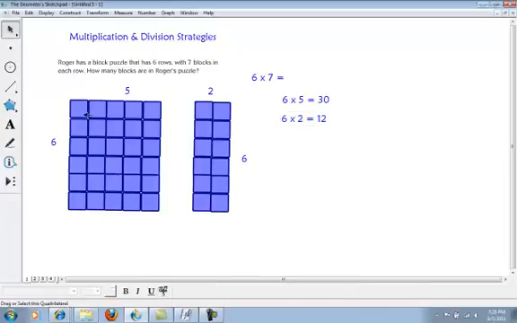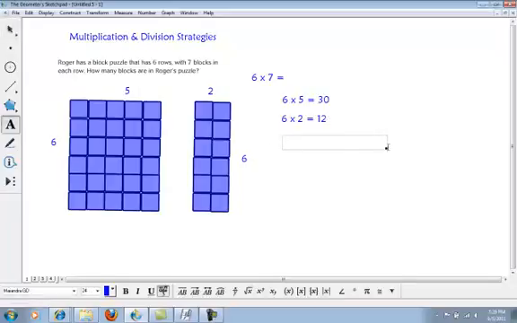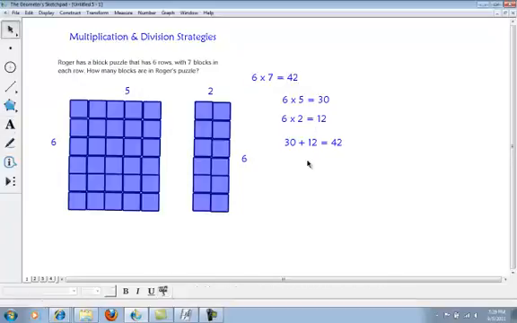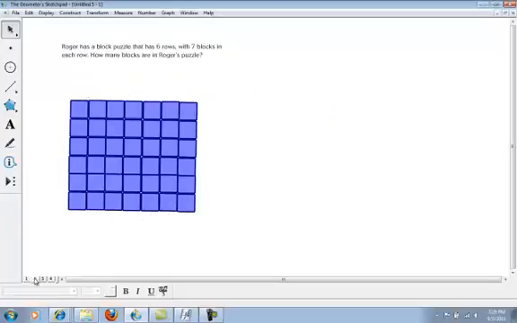This means that there are 30 tiles in this array, and there are 12 tiles in my 6 by 2 array. So to find out how many tiles I have in all, I can add 30 plus 12. And 30 plus 12 is 42. So if I don't know a multiplication fact, I could break it into 2 smaller facts that I know, and then I can find that the product is 42. Now that's one strategy. Let's look at another.